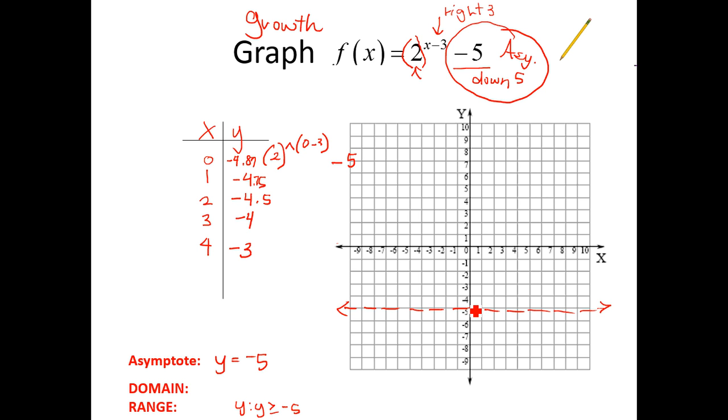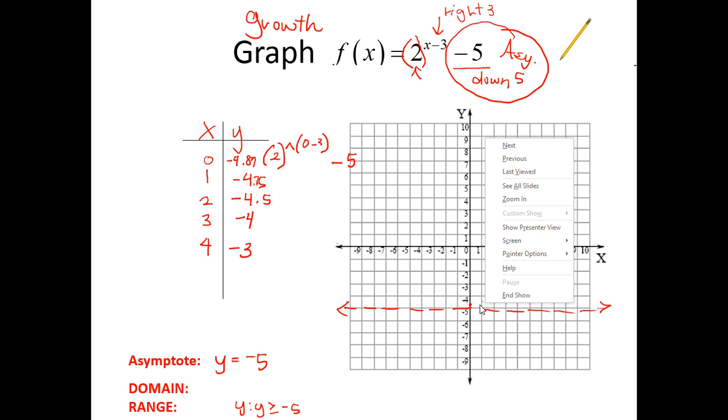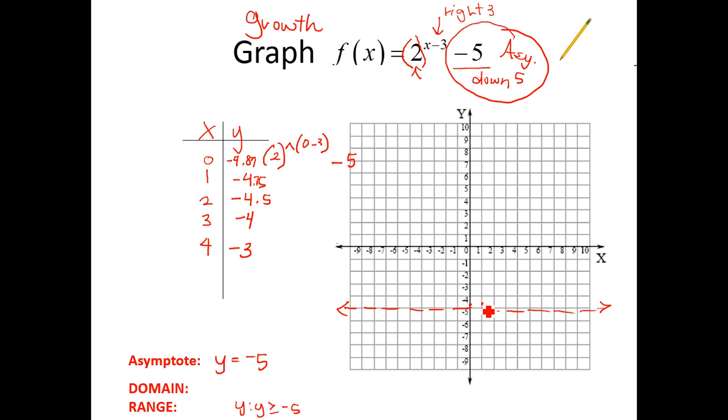So 0, negative 4.87, okay, negative 4.75, negative 4.25. See how they're all so close, and I'm not even really seeing any curve. Let's see what happens. Negative 4, negative 3. Okay, now I'm starting to see that curve.